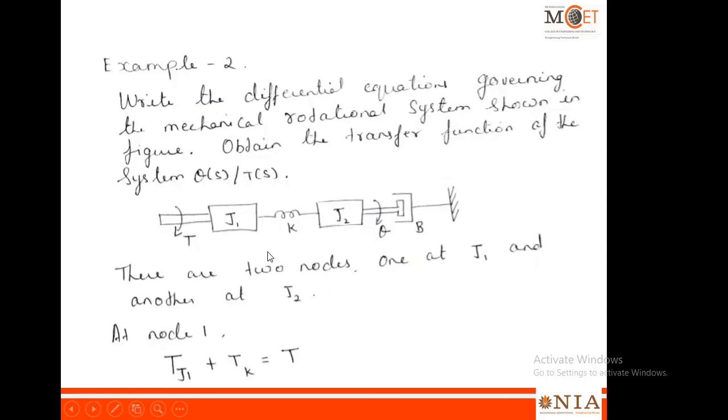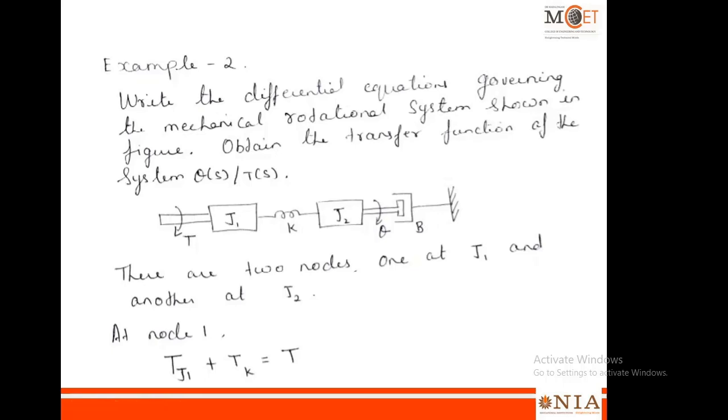Now we have to write the torque balance equation here. The opposing torques due to J1 and K, the sum of these two, is equal to the applied torque. So Tj1 plus Tk is equal to T. That is the node 1 equation. Obviously the node 2 equation will be Tj2 plus Tk plus Tb is equal to 0. There is no applied torque. So all the opposing torques due to J2, K and B will be equal to 0. That will be the node 2 equation.